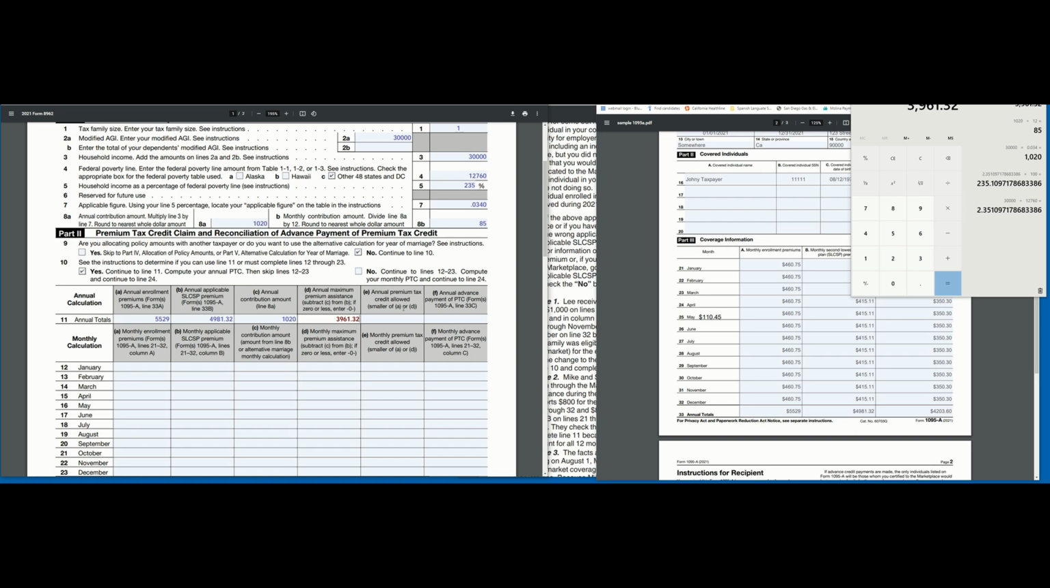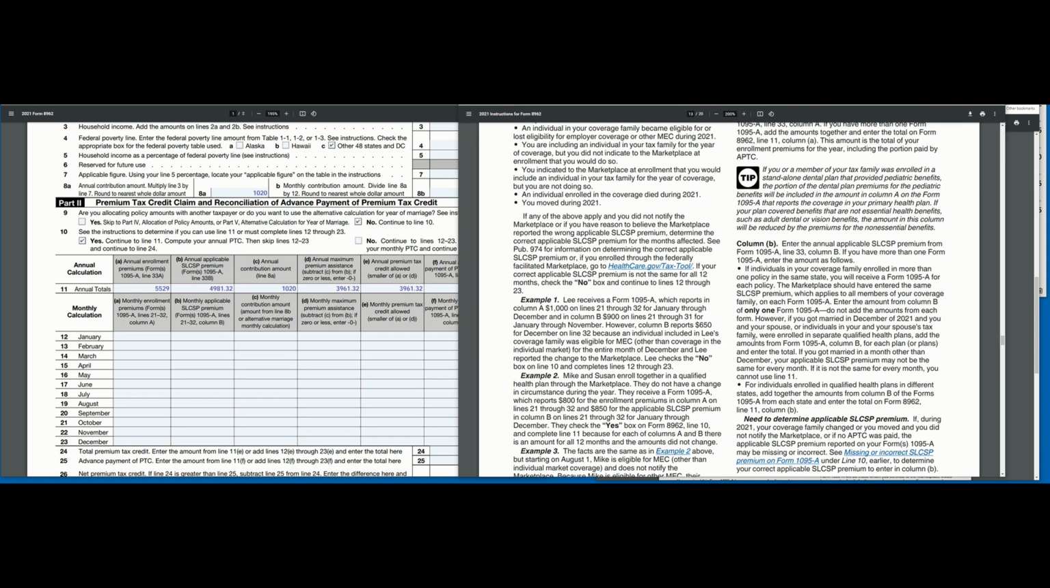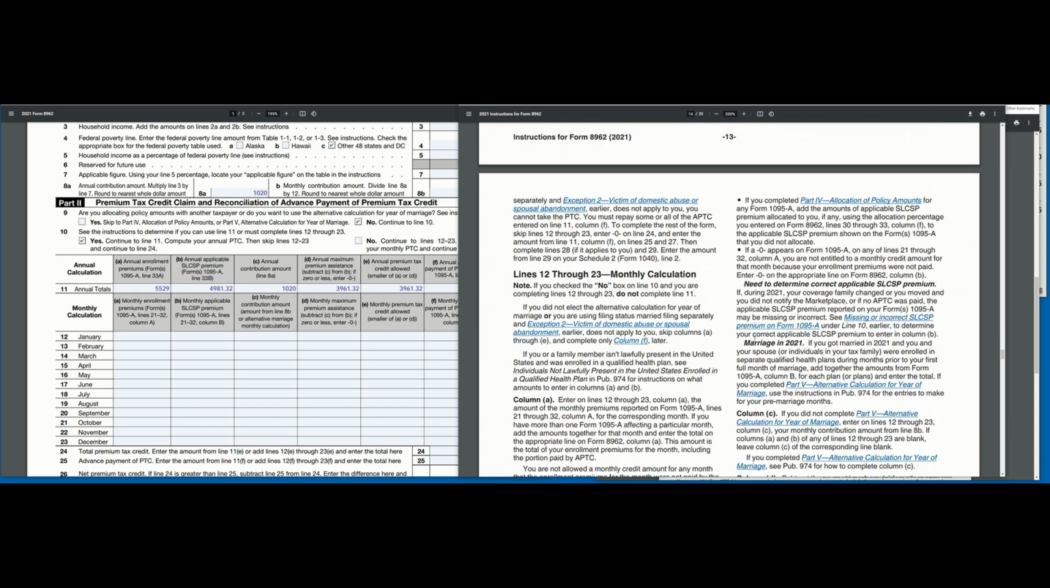Now 11E, the annual premium tax credit allowed, is the smaller of A or D. So A is 5,529, D is 3,961.32. So we're going to put in $3,961.32. Now lastly, for 11F, it's asking for the amount on the 1095A line 33C, which is $4,203.60. You can see that over here. So now we have completed line 11.